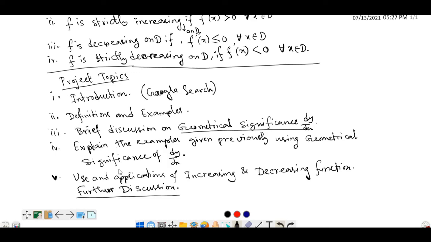So this will be your project on increasing and decreasing function, and the rest of the structure that I have given already, you can follow that. And this is the theory. Using this, you prepare your project.